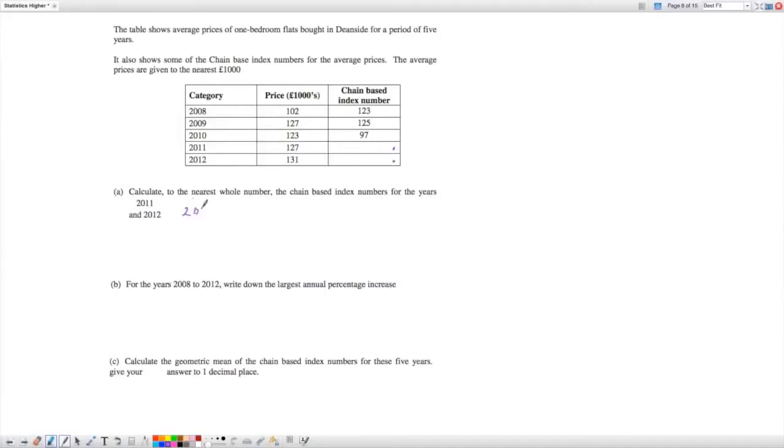So starting off with 2011. We need to take the 2011 price, divide by the 2010 price, that's the previous year, times by 100. So here we have this year, and here we have the previous year.